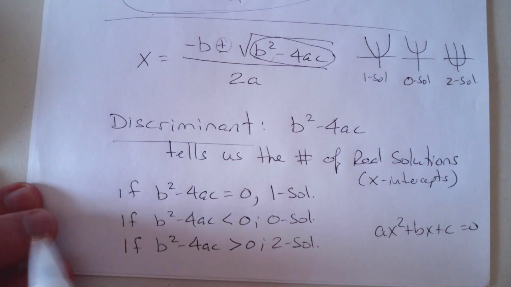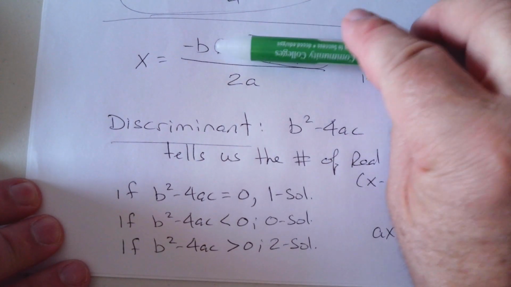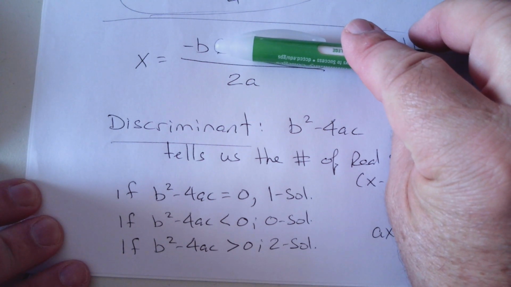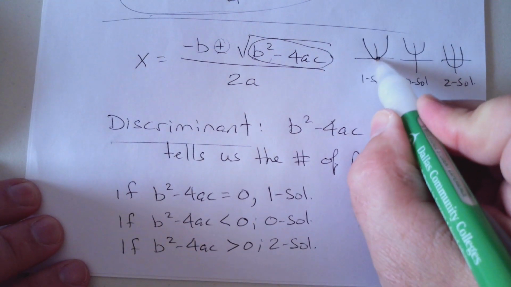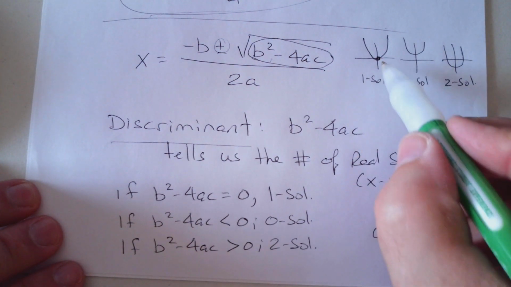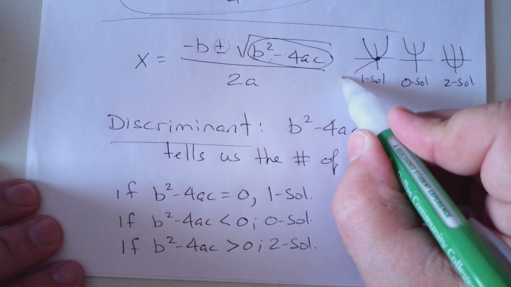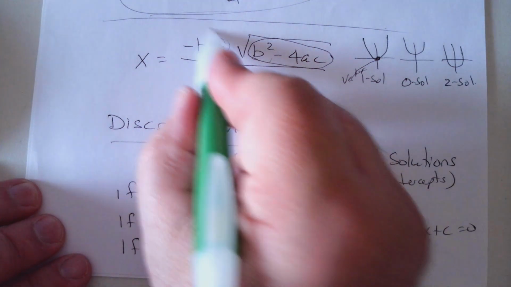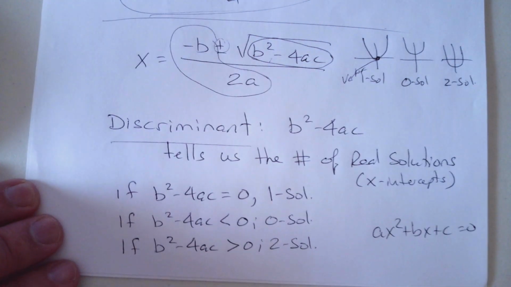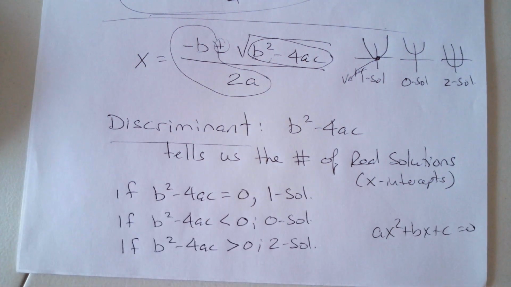Another thing from this, which we're going to learn later on in this chapter, if this is gone, we have one solution. The solution is that point there. Well, that's the lowest part of the graph. So that's called the vertex. So this equation here is the x value of the vertex. But that's going to be discussed later on.